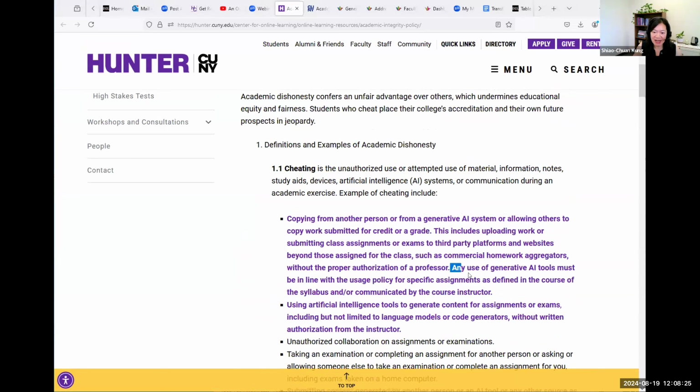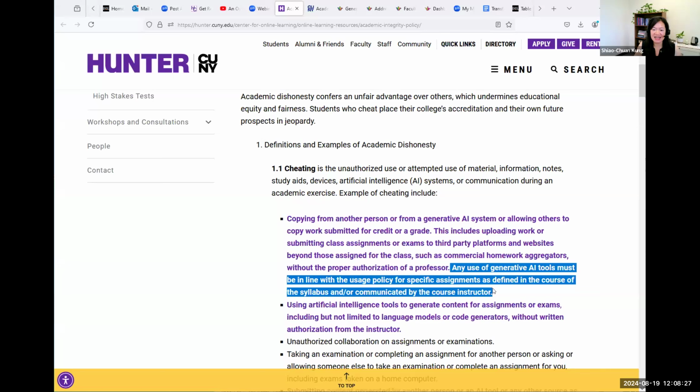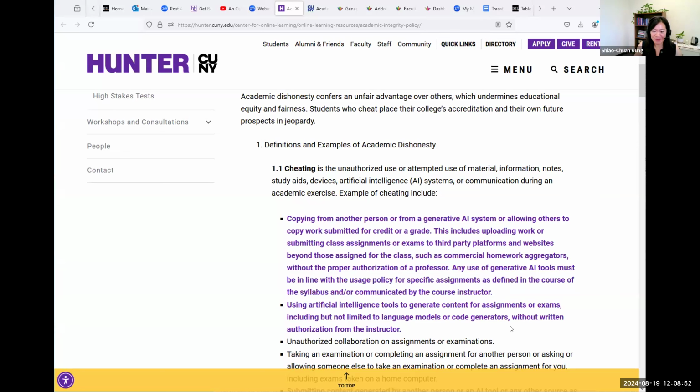And then I also want to highlight this last sentence. It says, any use of generative AI tools must be in line with the usage policy for specific assignments as defined in the course syllabus and/or communicated by the course instructor. So here the policy is being respectful of what the professor decides to do in class. Okay, so this is important to point out.